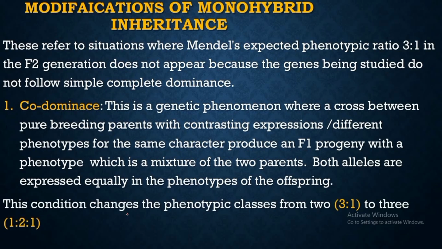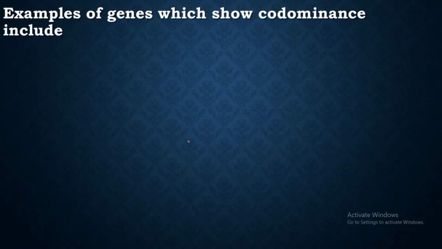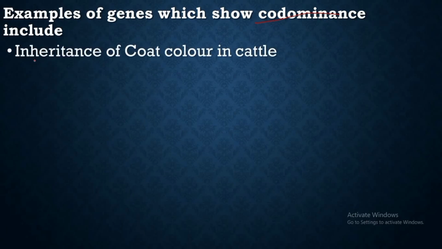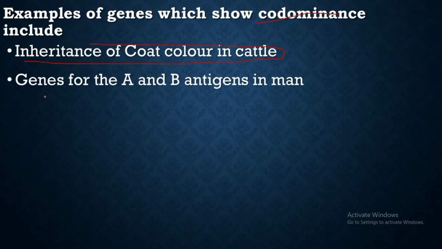This condition changes the phenotypic classes from 2, that is 3 to 1, to 3, that is 1 to 2 to 1, like I earlier explained. Examples of genes which show codominance include inheritance of coat color in cattle. We shall look at an example. Also genes for the A and B antigens in man, which are blood groups.